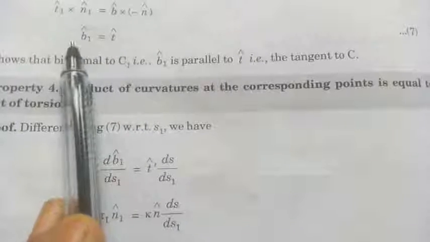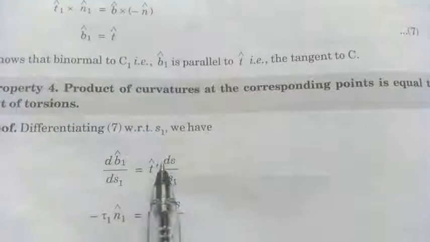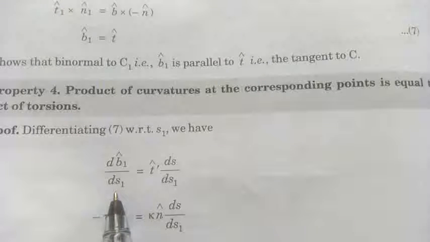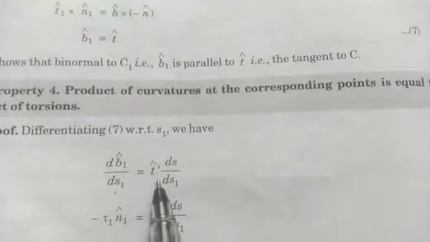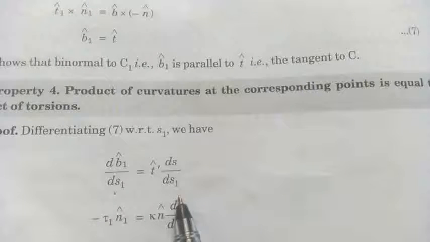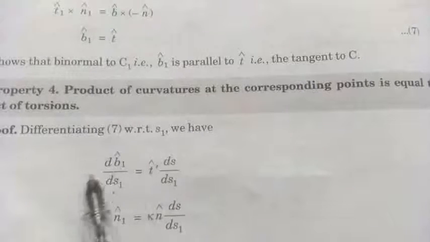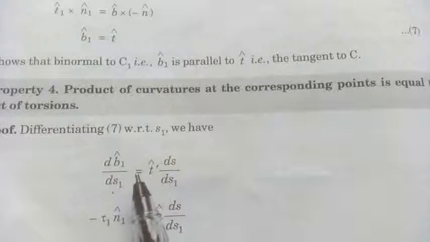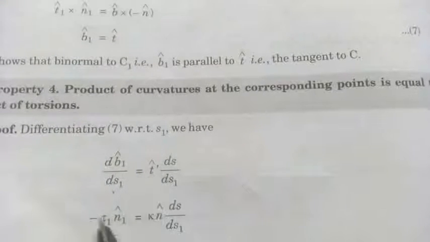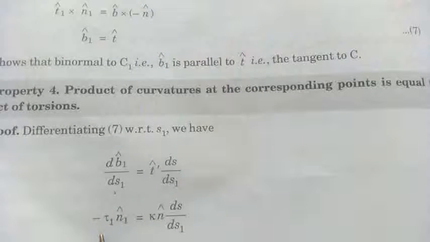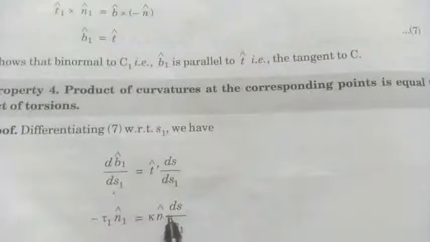So differentiating this equation with respect to S1, the derivative of B1 cap is d by ds1 of B1 cap. The derivative of T cap is T cap dash into ds by ds1. Now by Serret-Frenet formula, its value is minus tau 1 into N1 cap. And again by Serret-Frenet formula, the derivative of T cap with respect to S is K into N cap. So we have substituted the value. Now N1 cap is equal to minus N cap.